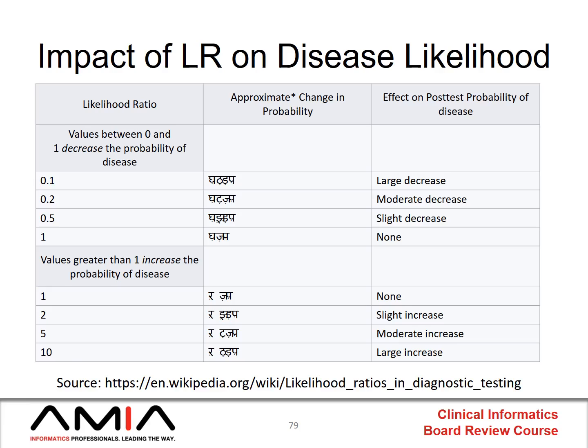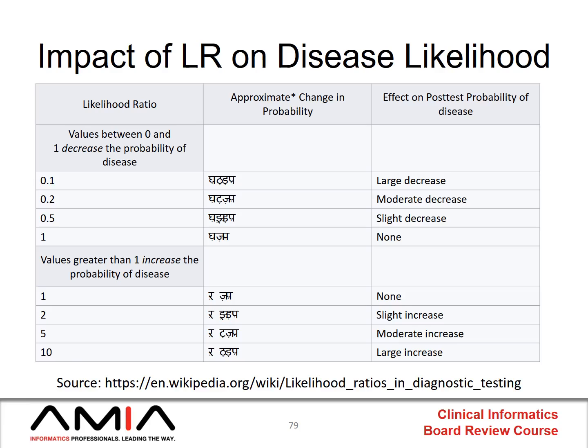Similar to, but not exactly like relative risk, likelihood ratio also has a range of values. Likelihood ratios range much more widely than 0 to 1, but values between 0 and 1 mean that you have a decreased probability of having the disease if the test result is positive. And values between 1 and infinity increase the probability of disease.